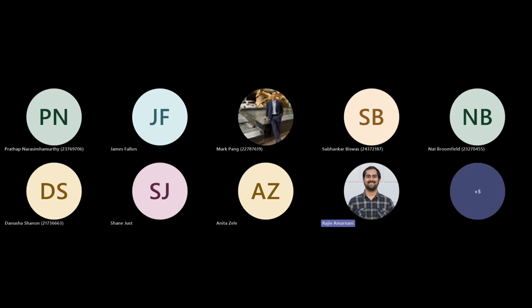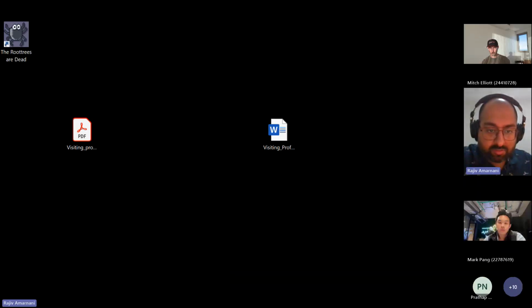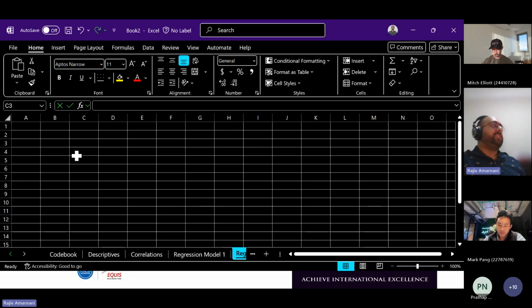Go through the project. Whoopsies, I'm looking for... here we go. Okay, so for the project, one of you was asking what would go in the Excel sheet, yeah? So typically the Excel sheet for the project has something like this.